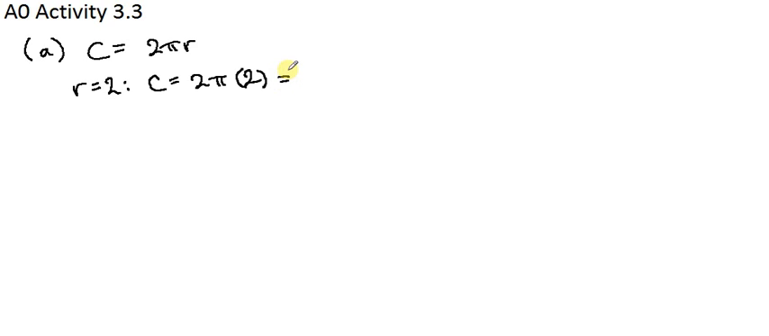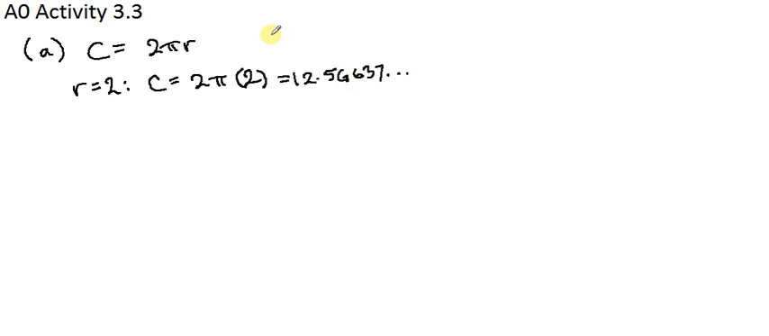So now all we need to do with our calculator is work out 2 times pi times 2, which according to my calculator equals 12.56637..., I'll say, because it does go on.